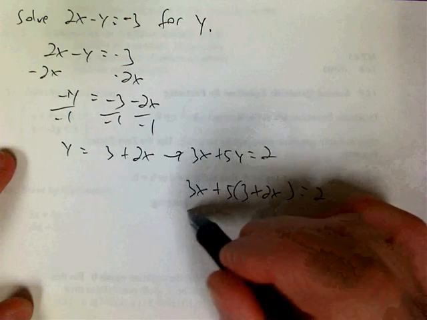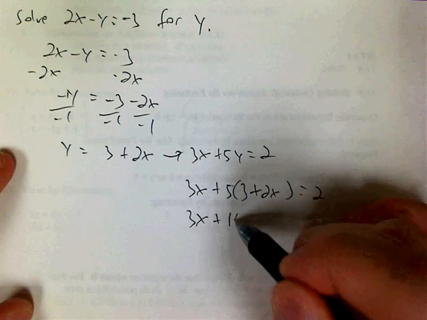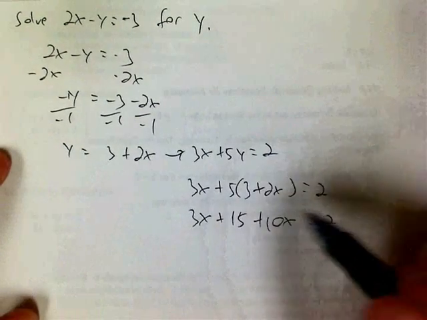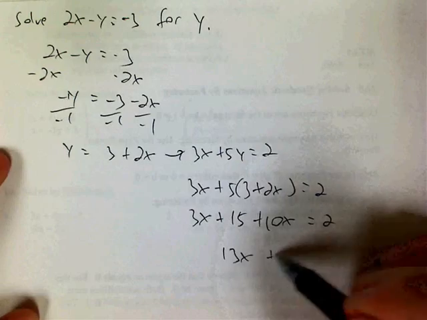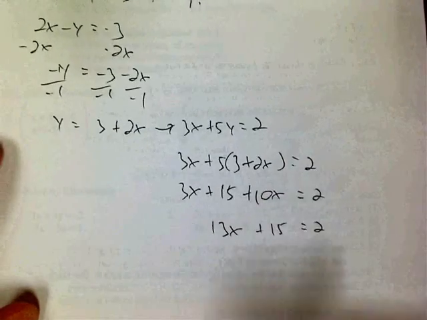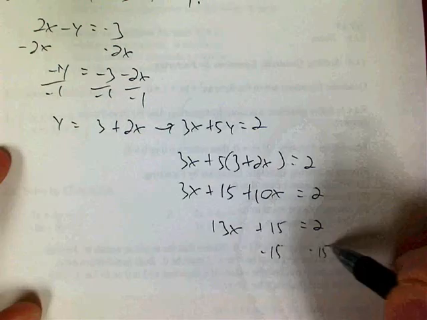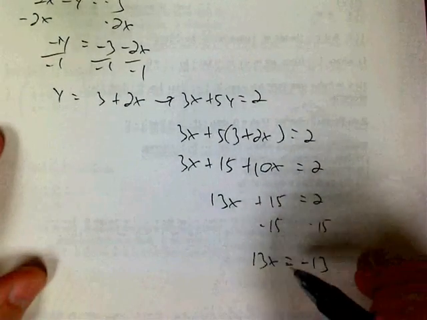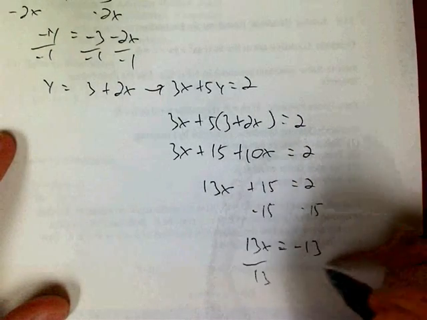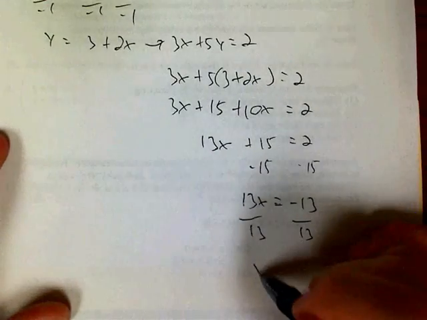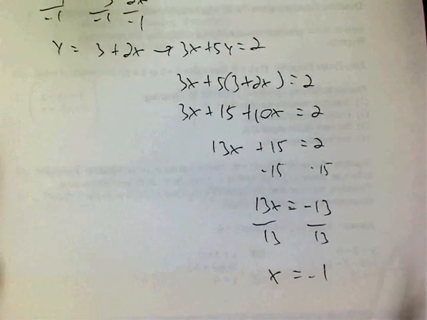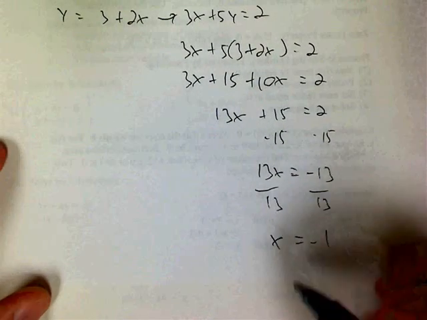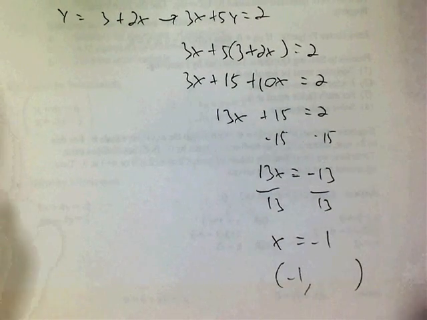So I take 3x, distribute to 5, and you get 15 plus 10x equals 2. Add the like terms, 3x and 10x is 13x. Going to isolate the x term by subtracting 15. And now I'm going to isolate the x by dividing both sides by 13. And we get x equals negative 1. Now I'm not finished because, once again, I got to have an x part, which I have, but I also need the y part. So that means we got to find y.